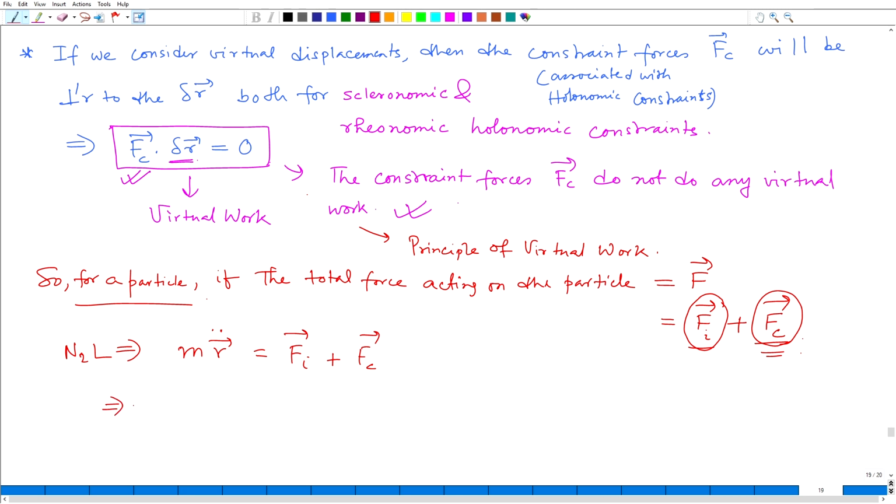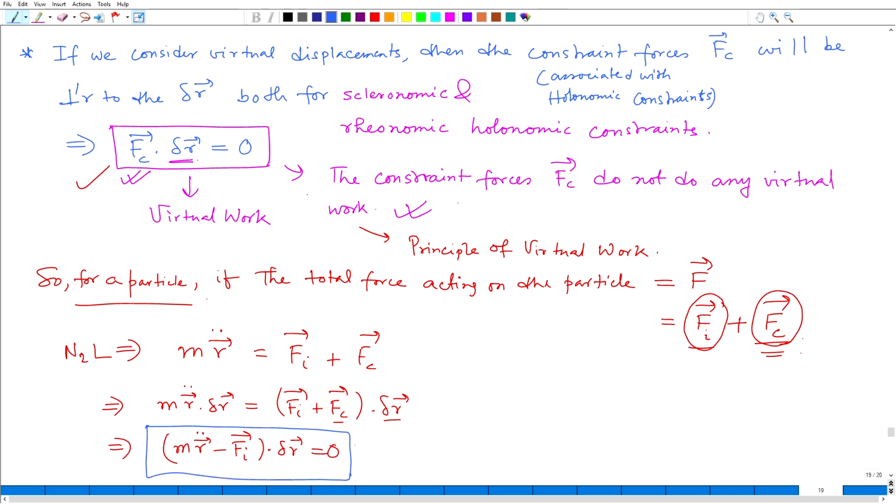And then I can actually do a contraction with virtual displacements on both sides, F I plus F C dot delta r. Now, you know that F C dot delta r is always 0, that is the principle of virtual work, and that is why finally you will have m r double dot minus F I dot delta r is equal to 0. This is known as D'Alembert's principle.